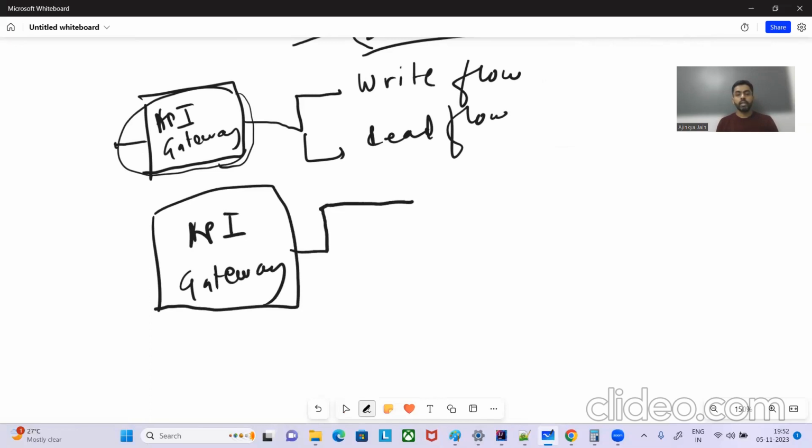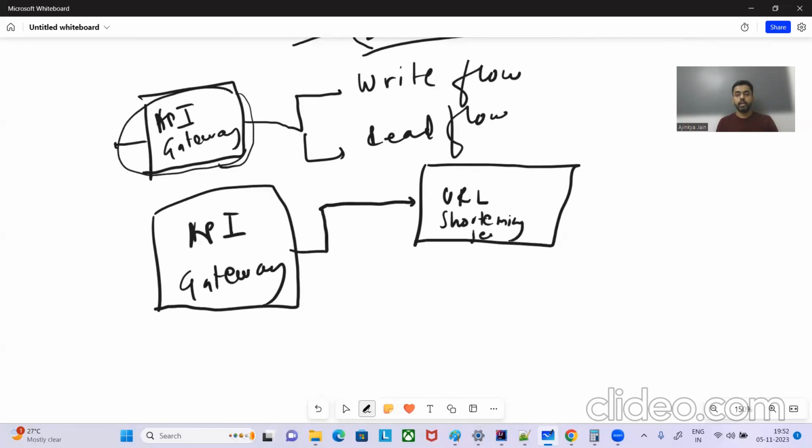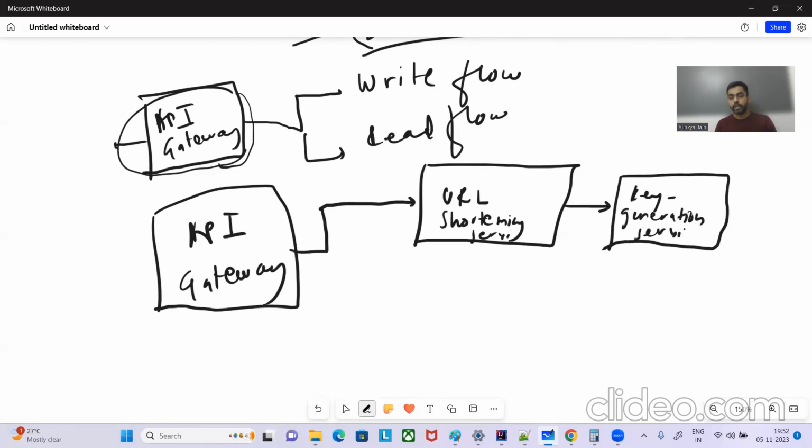Then accordingly, if it is a write request, it will pass to the URL shortening service. What the URL shortening service will do is query the short key which it wants, to shorten the URL. So it will query the key generation service. It will tell the key generation service, hey, please give me the short key. I want to give the corresponding short key to the long URL which is provided by the user.